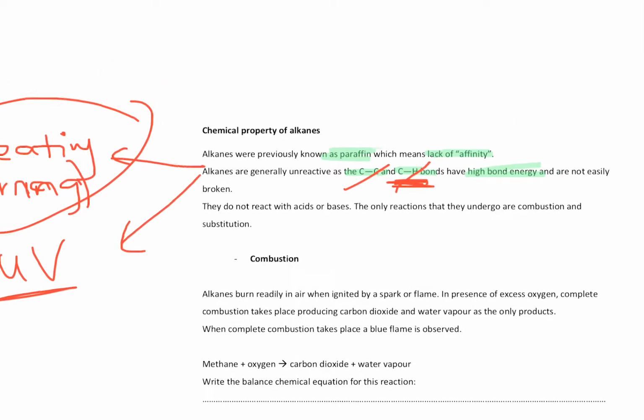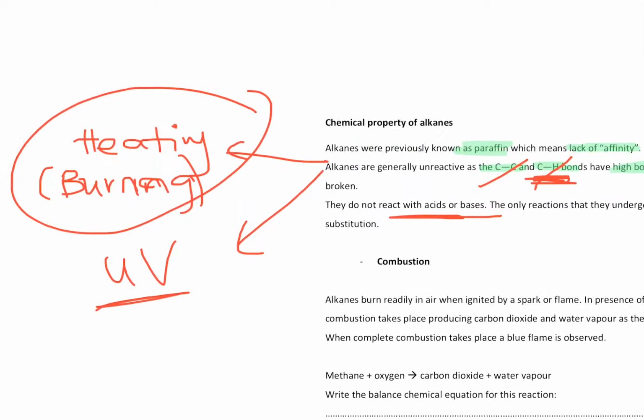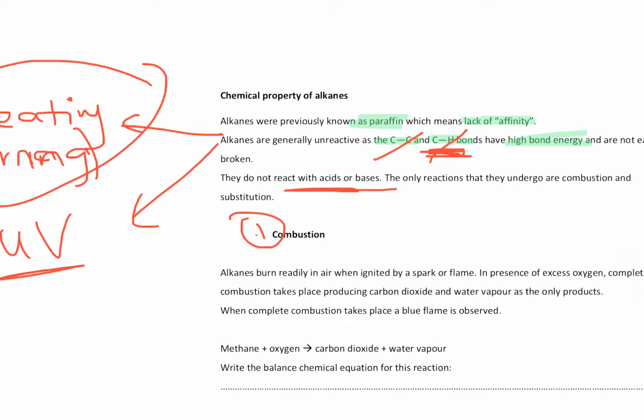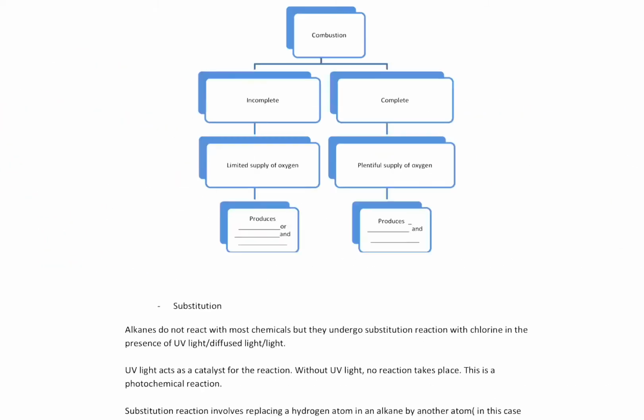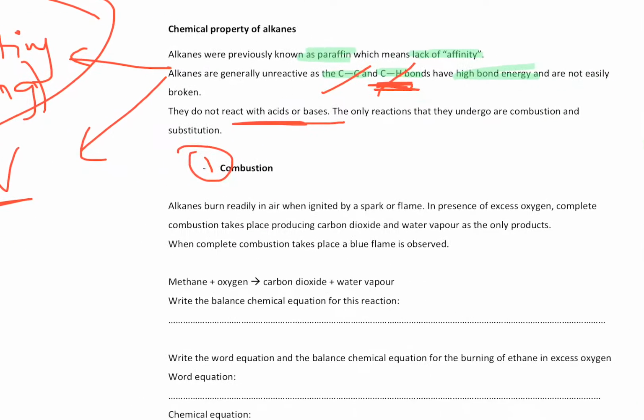So alkanes will not react with a lot of things. They will not react with acids or bases or with metals or anything. They will just undergo combustion. Combustion is 1, and they will go substitution, which is 2. So there's just 2 reactions that alkanes undergo. So we'll see combustion first.